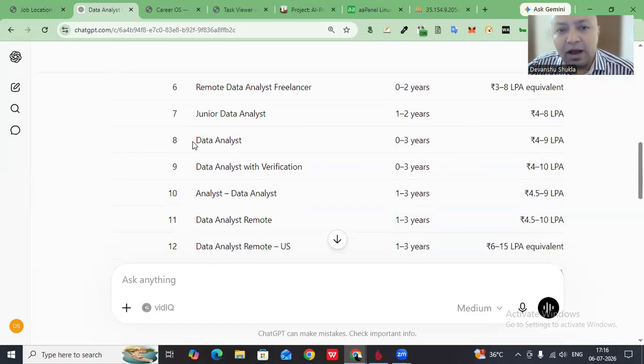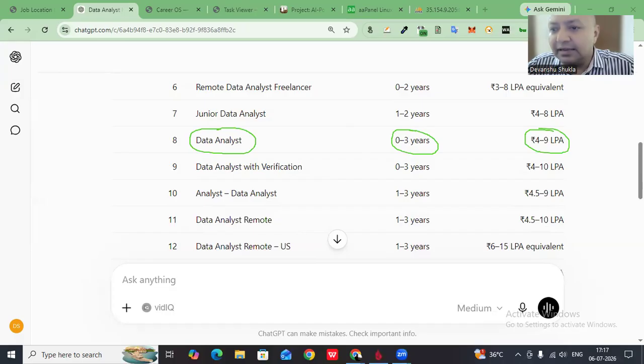Then you have this role, a data analyst role with a 4 to 9 LPA bracket and 0 to 3 years of experience. So this is what we can start targeting. This is the role which you have to typically search and apply for while proceeding towards placements. Experience expected is 0 to 3 years. The band starts from 4 LPA, and depending on the performance, we can justify our role with that organization and get started working.